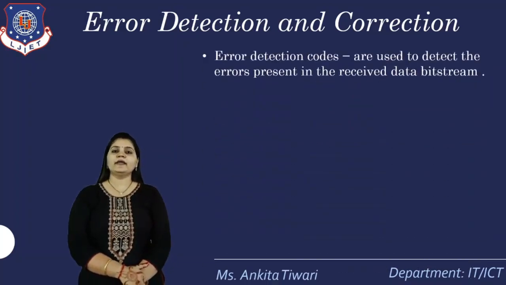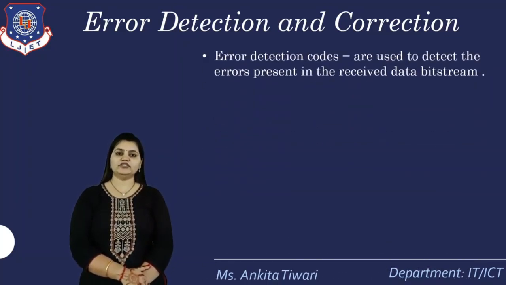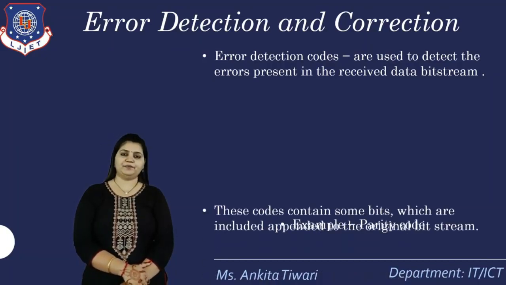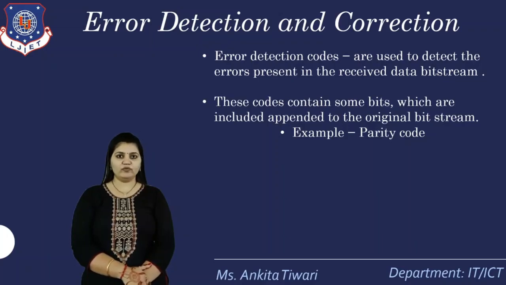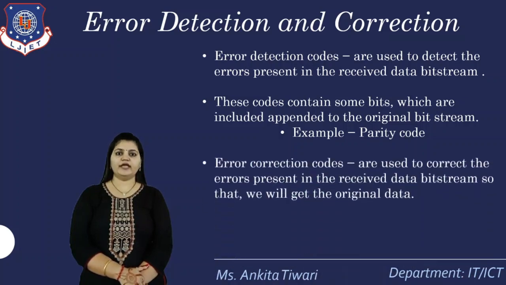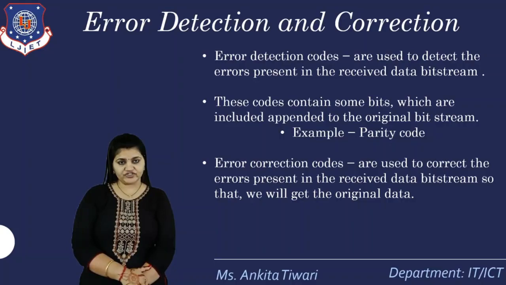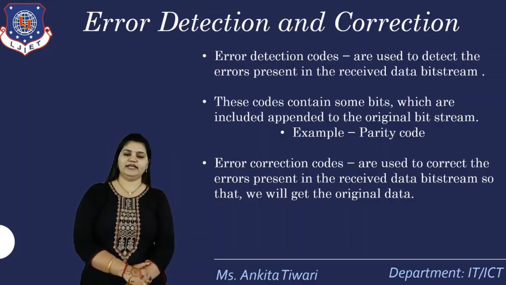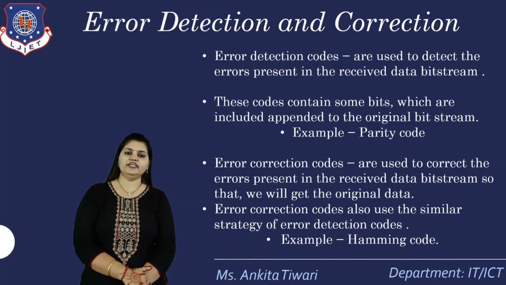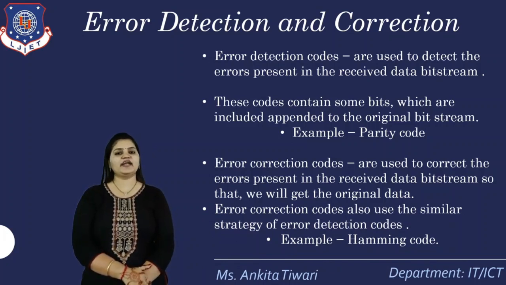Now we should know what is detection and what is correction. Error detection codes are used to detect errors present in the received data bit stream. These codes contain some bits which are appended to the original bit stream, for example the parity code. We have another type of code, that is the error correction code. These are used to correct the errors present in the received data bit stream so that we can get the original data. The error correction codes use a similar strategy to error detection codes. Here the example is Hamming code.